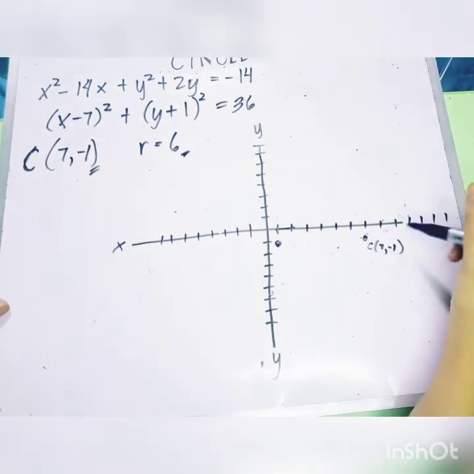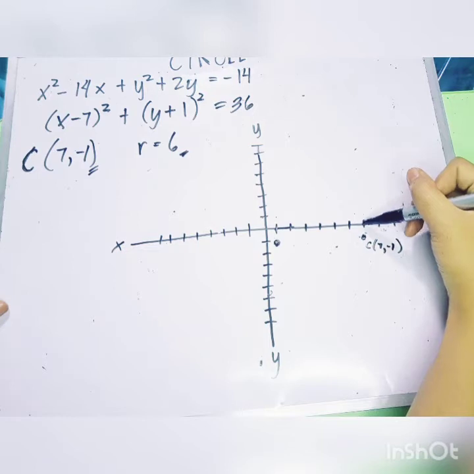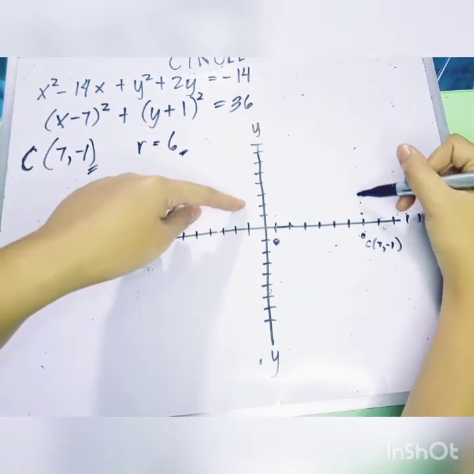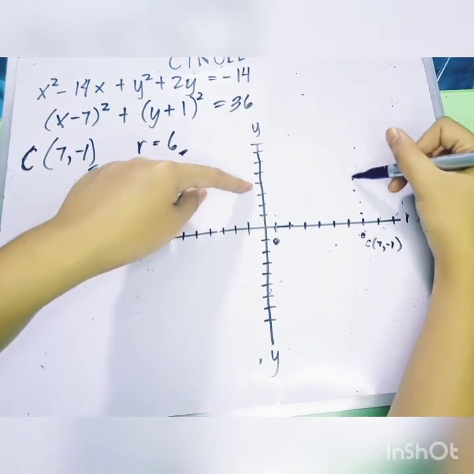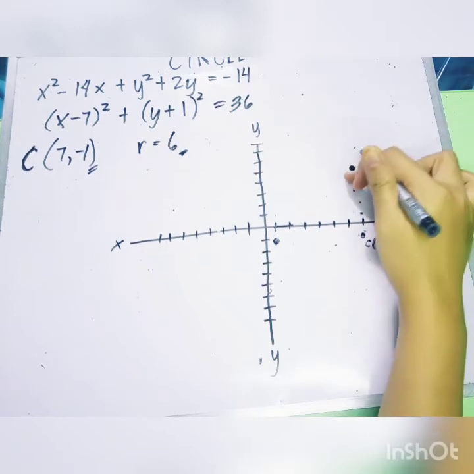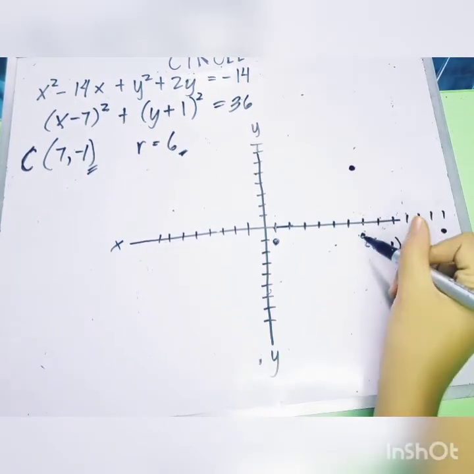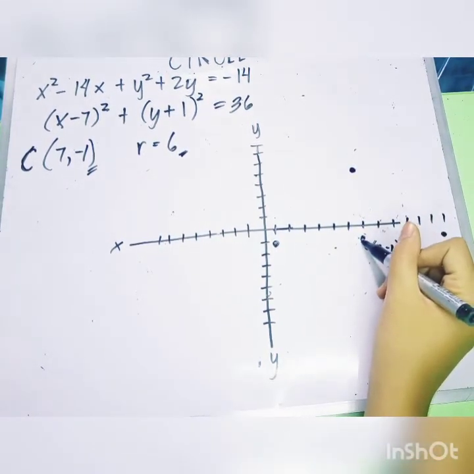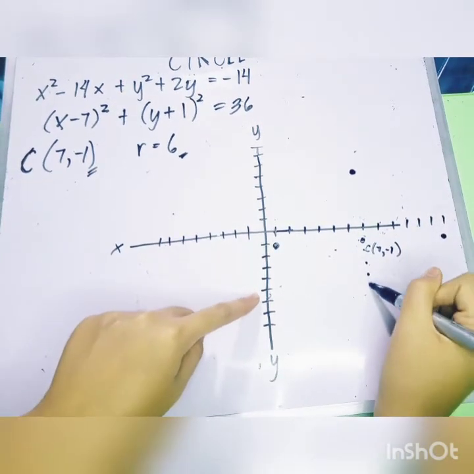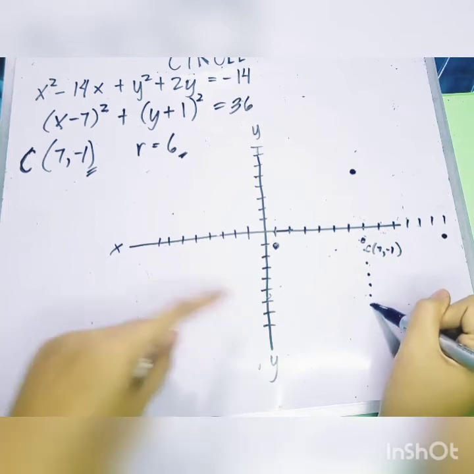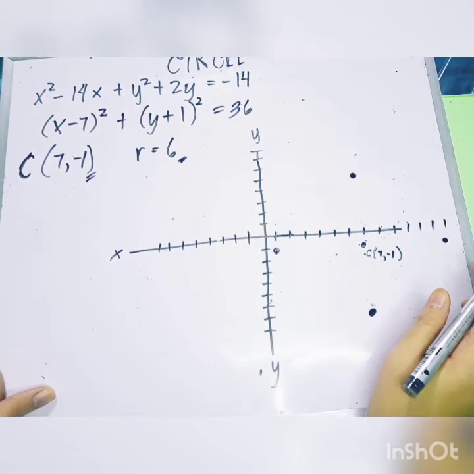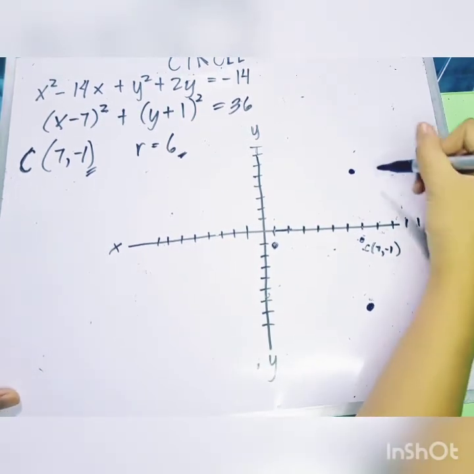Okay? Upward naman, also count 6 times. 1, 2, okay? Have here 3, 4, 5, and 6. Okay, so dito po yung isang endpoint ng radius. Other than one, so downward naman po tayo, we also count 6. 1, 2, 3, 4, 5, and 6. So here po. Okay, and after plotting, connect the dots.